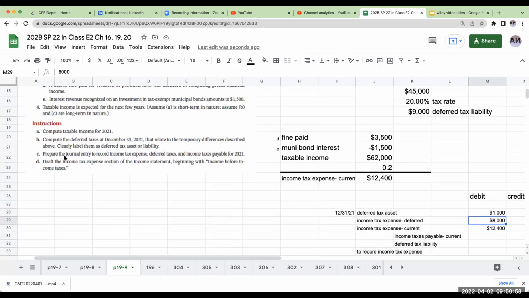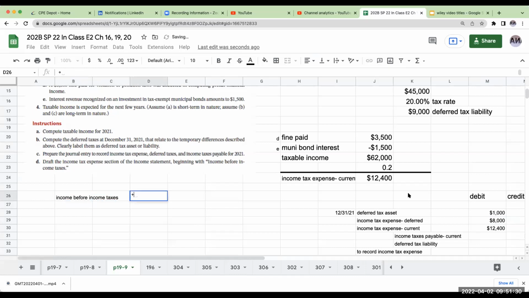Let's now take a look at what else they're asking us to do. So compute the deferred taxes that relate to temporary differences, and clearly label them as deferred tax asset or liability. We just went through and did that. So we're totally good. Okay, that's how we do it in the journal entry. Down over here, draft the income tax expense section of the income statement beginning with income before income taxes. Okay, so my income before income taxes.